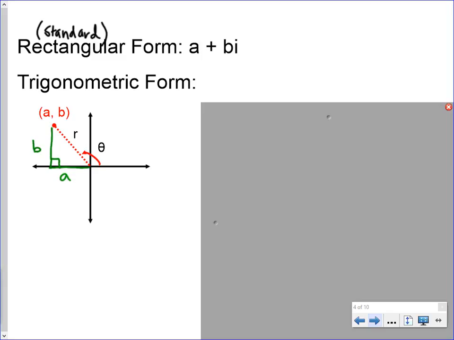And tell me now, what equations can we write so that we can put A in terms of r and theta and B in terms of r and theta? What would be some trig equations we're allowed to say in this picture? So sine of theta equals b over r, and then just simplify it.